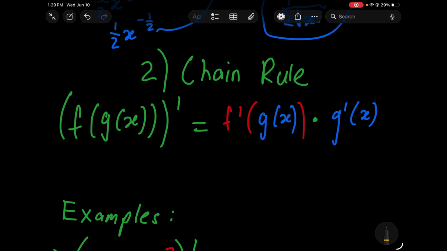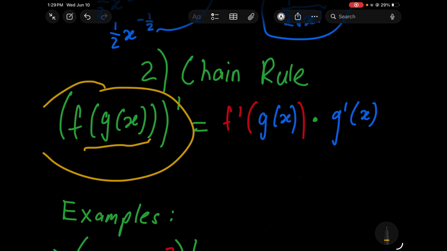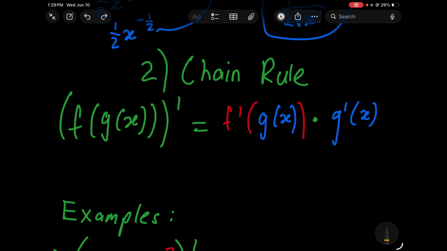Now we're going to move on to chain rule. Chain rule is actually one of my favorite rules because it's actually quite easy to spot. We use it when there's a function, so g of x, inside another function, f of x. So I've color coded this here. So we take the derivative of the outer function first, and then we multiply that by the derivative of the inner function.